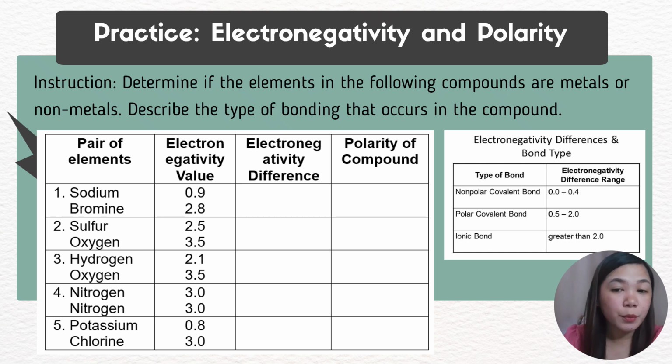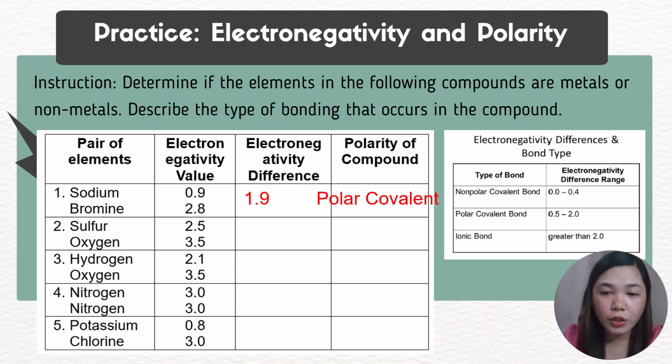So the answer there is 1.9. As you look into our table, 1.9 belongs to the polar covalent bond range. So it's a polar covalent bond.